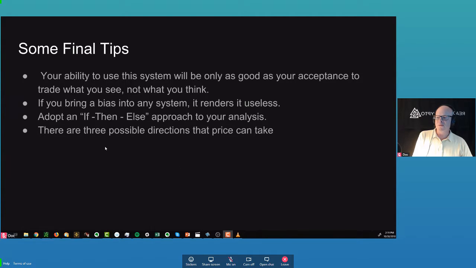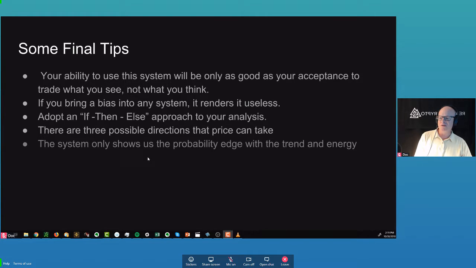Okay, so there are 3 possible directions the price can take. The system only shows us the probability edge with trend and energy, right? So we're taking trend. We're making the grand assumption that if we have a larger time frame anchor trend, it's going to keep on going. That aircraft carrier, even if you shut the engines off of it, it's still going to coast for quite some ways in the Pacific.